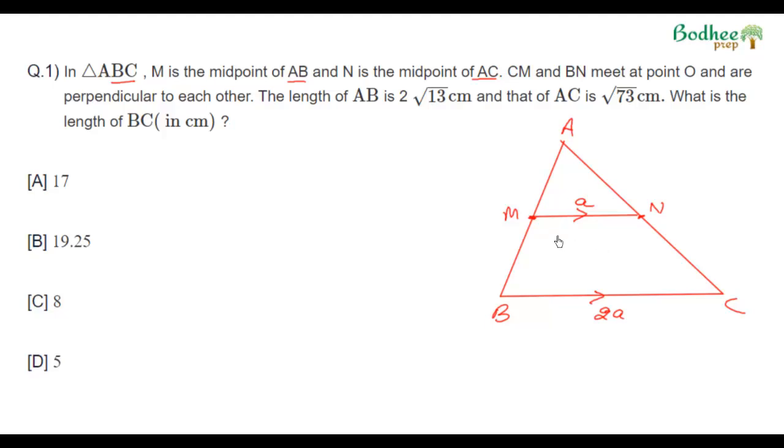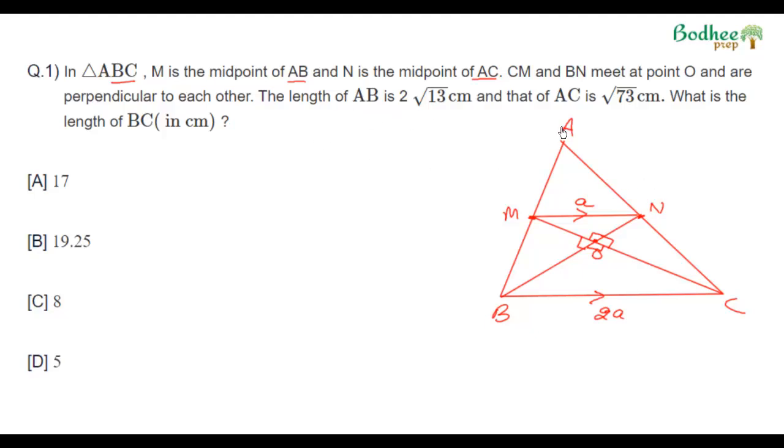So we have to join M with C and we have to join N with B. This is the point of intersection and this is O and this is perpendicular. So obviously this will also be perpendicular, these two will be perpendicular and these two will be perpendicular, right?